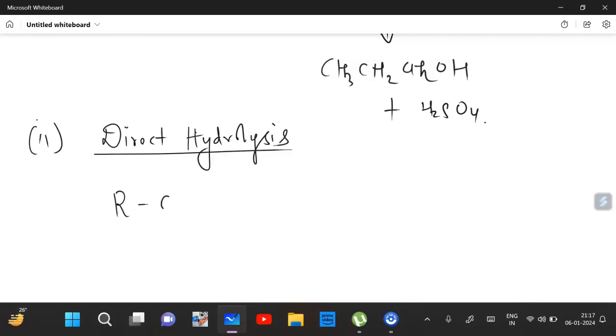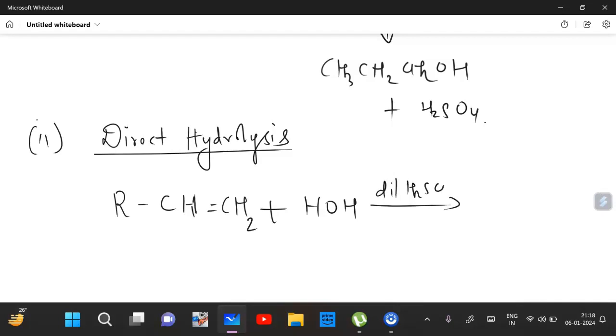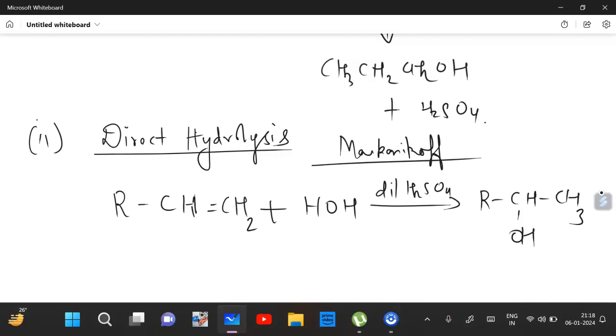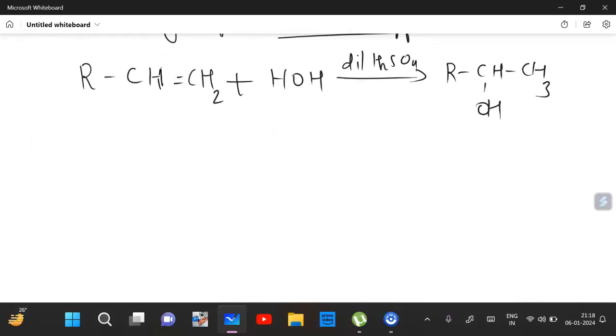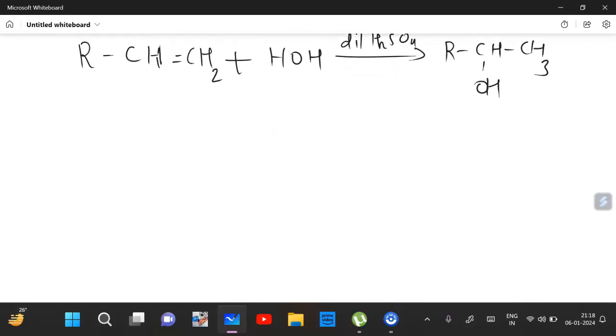For example, RCH double bond CH2 plus water, HOH, in the presence of dilute H2SO4. In this method, RCHOHCH3 will be formed, and this is Markovnikov rule. The last one was anti-Markovnikov's. So this is Markovnikov's rule. It follows the Markovnikov rule in this method.